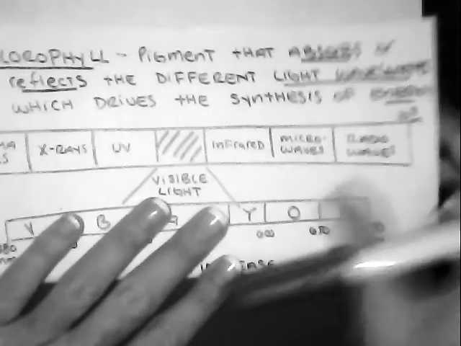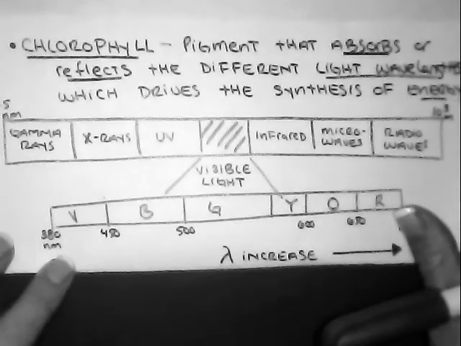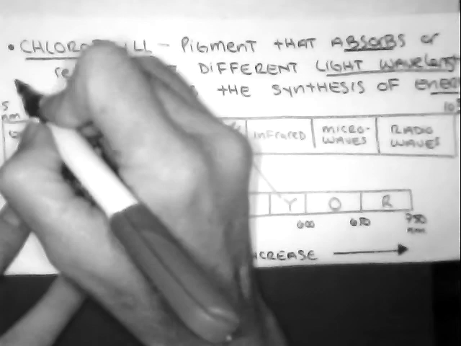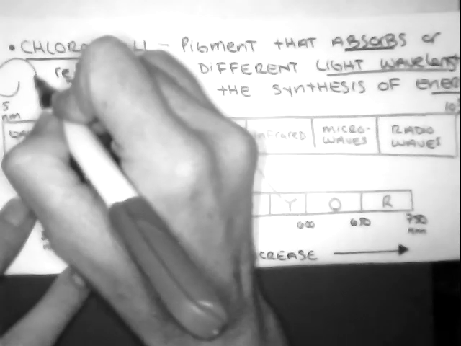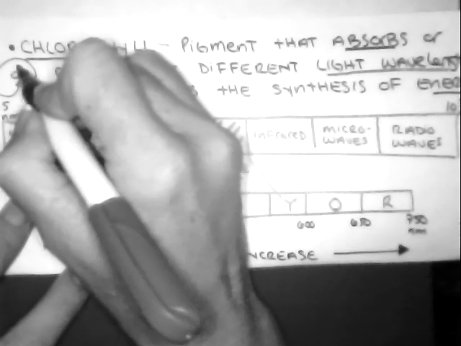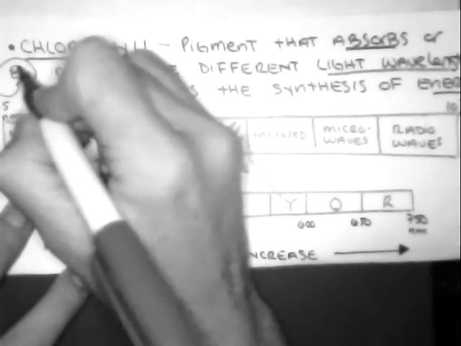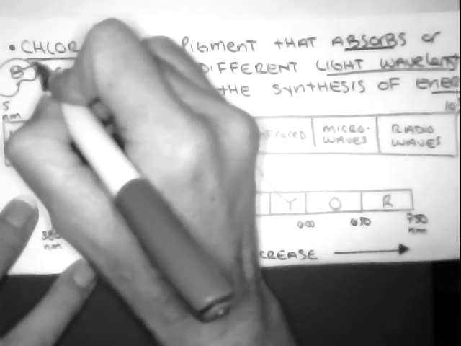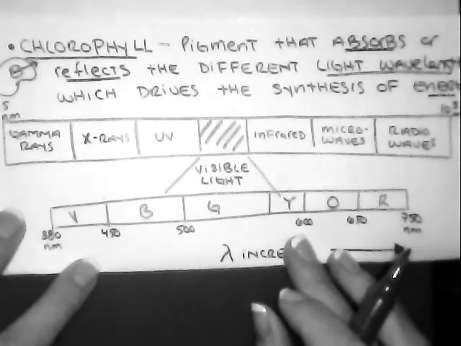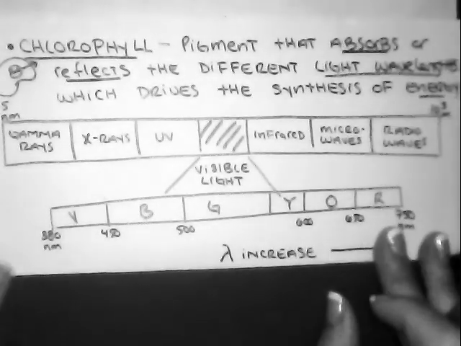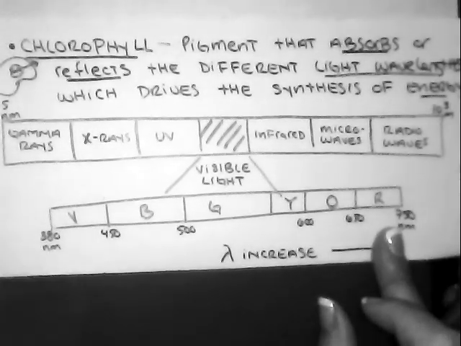Photons are, again, in the form of light. So here is our light spectrum. Now remember, inside of our chloroplast, you have these discs that are known as thylakoids. Inside the thylakoids, which we'll get to here in a second, are these pigments that are known as chlorophyll. And so chlorophyll is going to absorb and reflect different wavelengths.